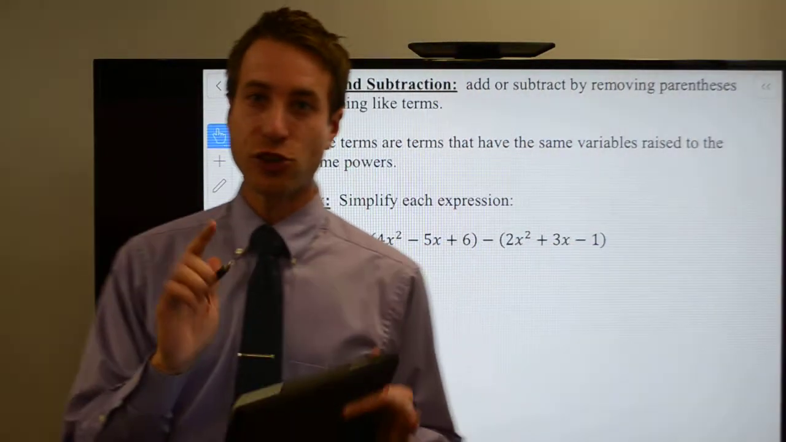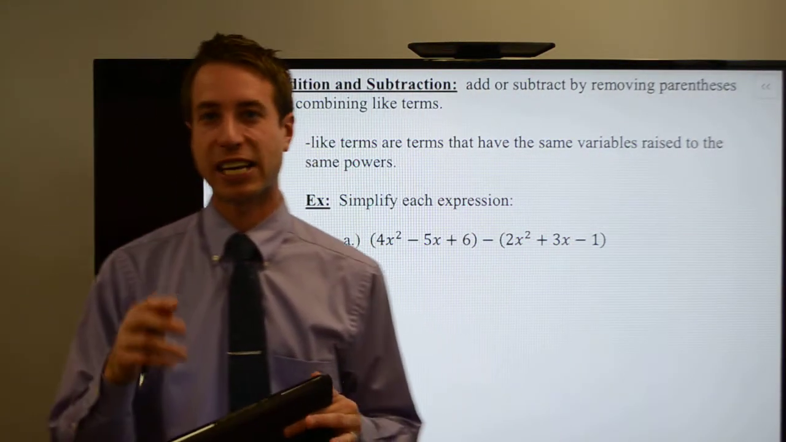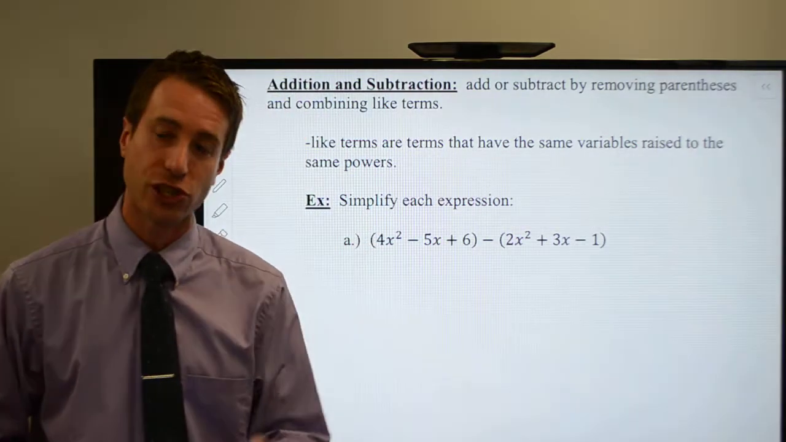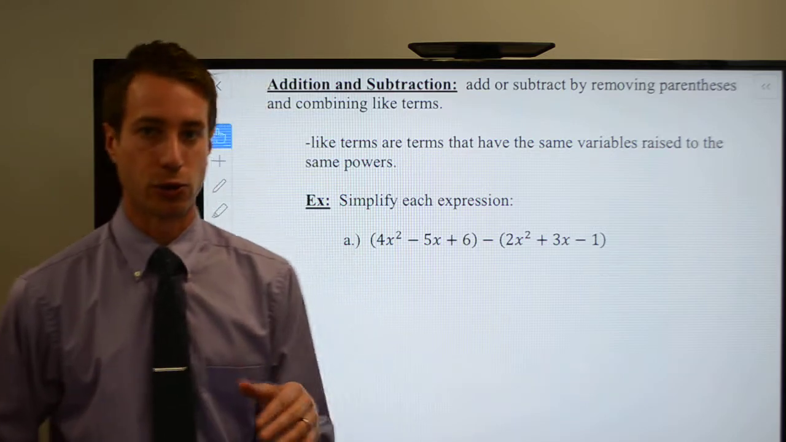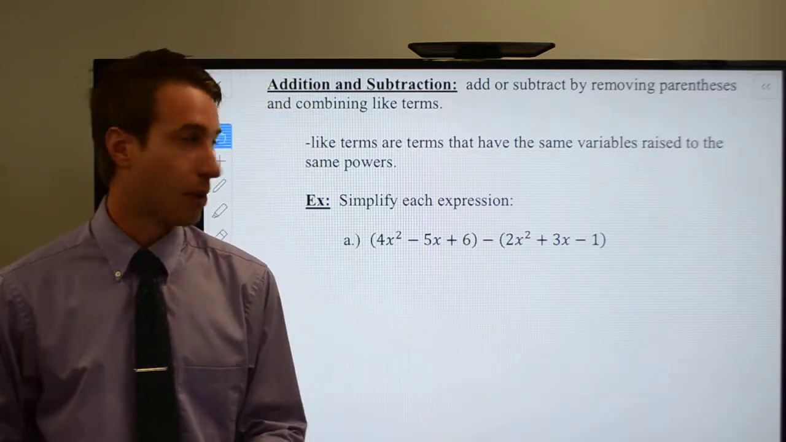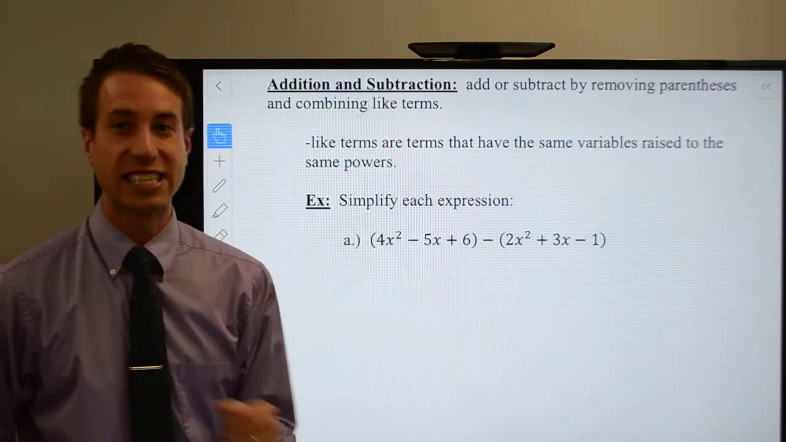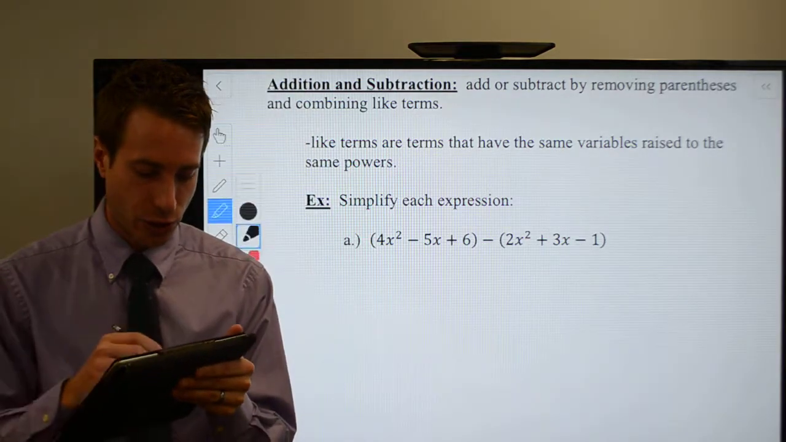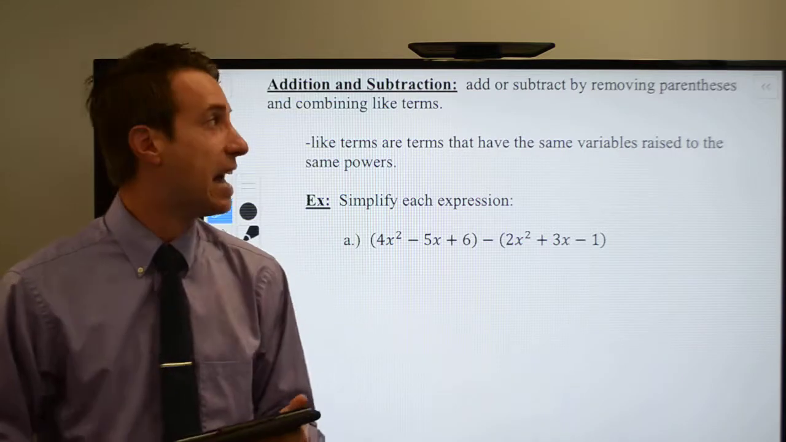Alright guys, welcome to this page of the notes, and again what we're going to do here is we're taking a look at that second objective or learning target where we're going to perform operations on polynomials: adding, subtracting, and multiplying polynomials. We're going to start off with addition and subtraction, and it is really simple, straightforward. You guys shouldn't have any trouble with this at all.